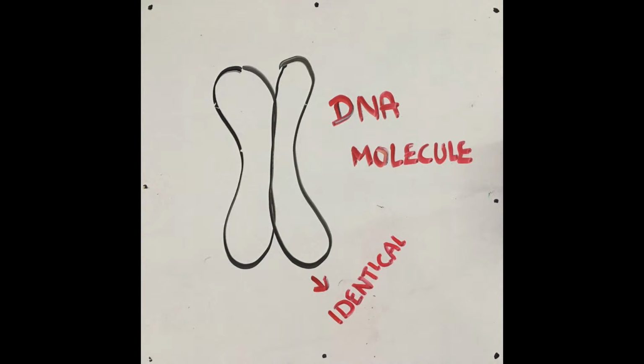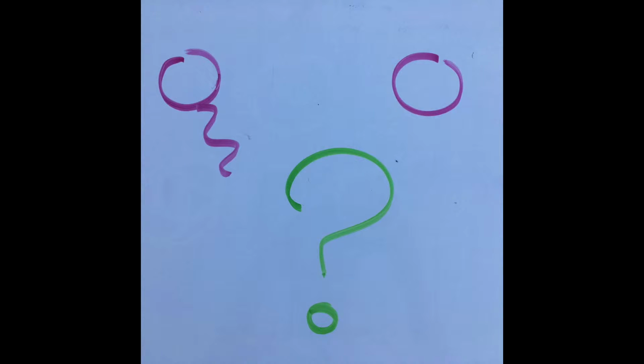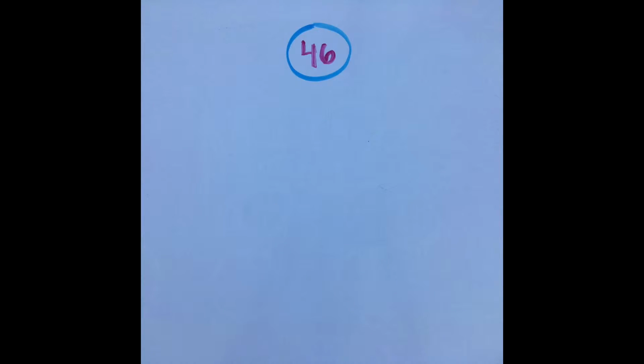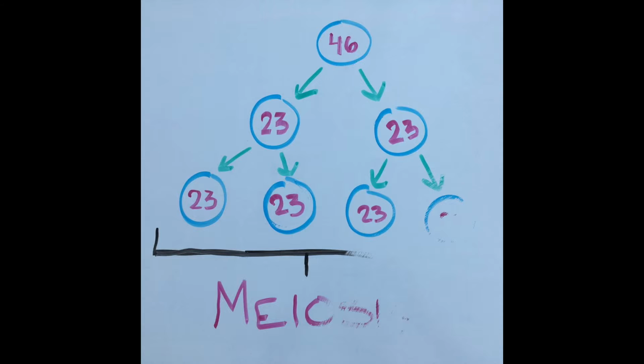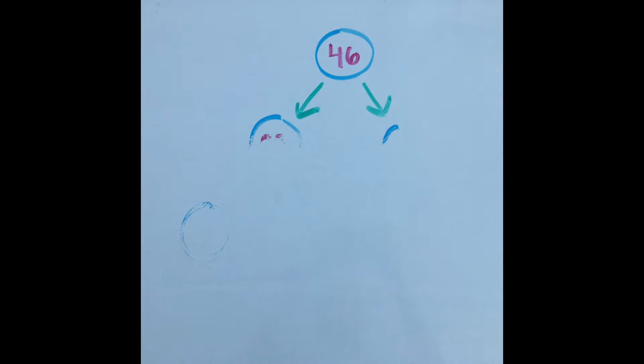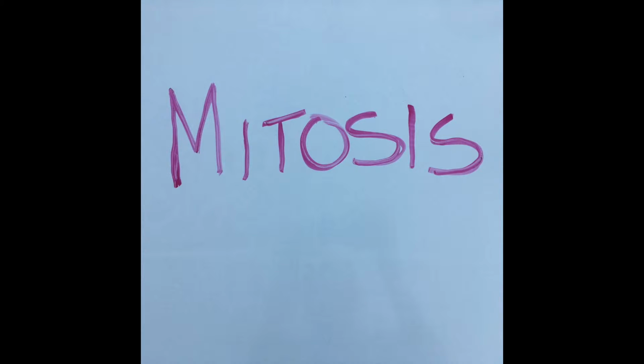Chromosomes carry the genetic information and have identical chromatids. So, how are gametes made? Meiosis, a reduction division of chromosomes, occurs during this process. But before getting into meiosis, we need to know what mitosis is.